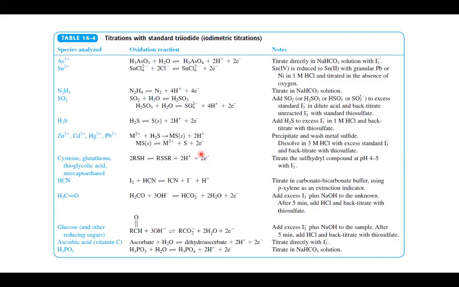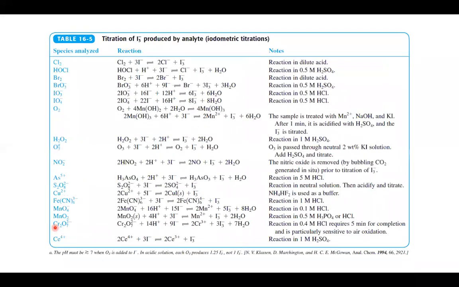Finally, we move on to some titrations with standard triiodide. Again, this is mostly just for your reference, to see where these things can actually be used. They can be used obviously in the vitamin C determination, as we just saw. The things we talked about previously in the slides are important to remember. The main one to be aware of here is that you can use triiodide to determine sugars in a particular sample, which is important for food chemistry. And then here are some other titrations of triiodide produced by the analyte. These are iodometric titrations.